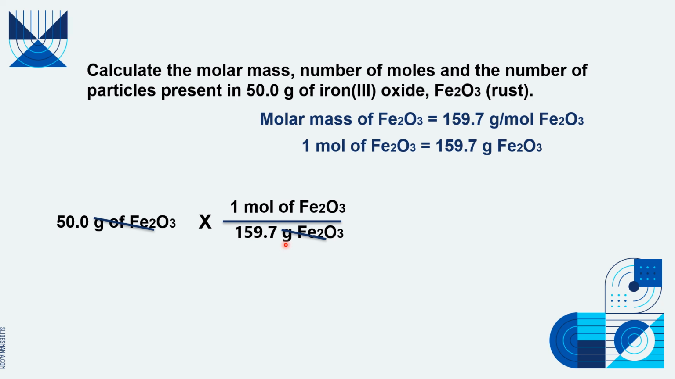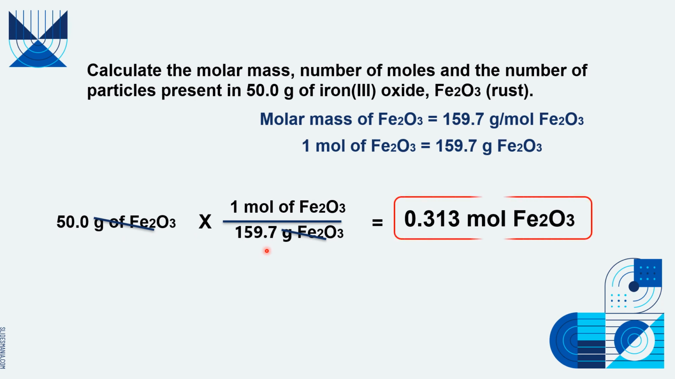Okay? Cancel si gram. Matitira si mole dito. So, 50 divided by 159.7, the answer is 0.313 mole of iron oxide. So, meaning to say, in 50 grams of iron oxide, there is 0.313 mole of iron oxide. Okay, is that all? Not yet.